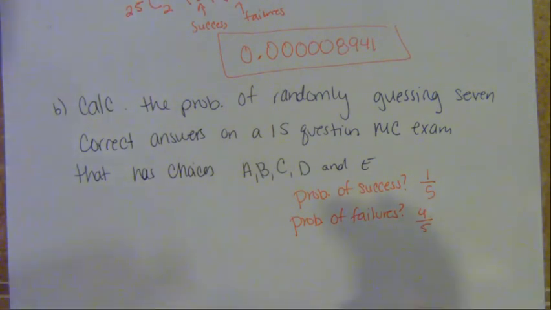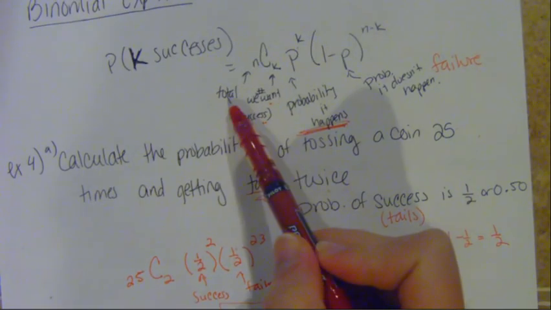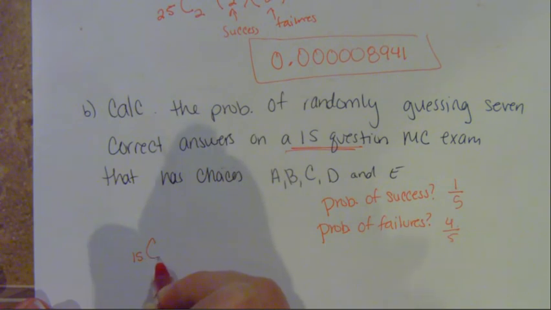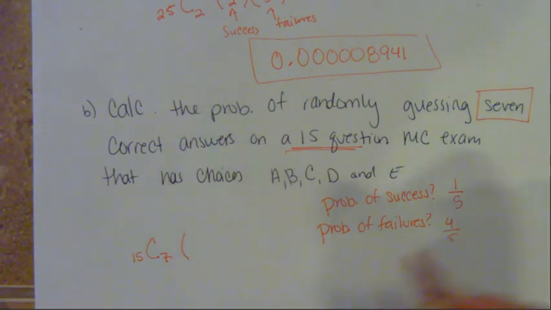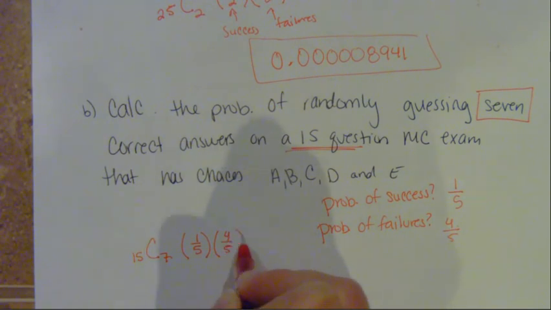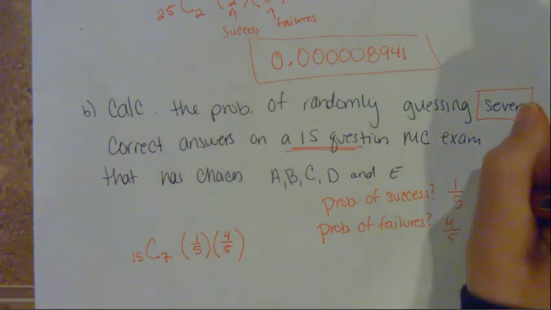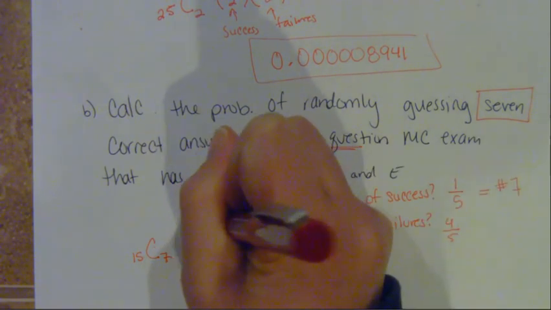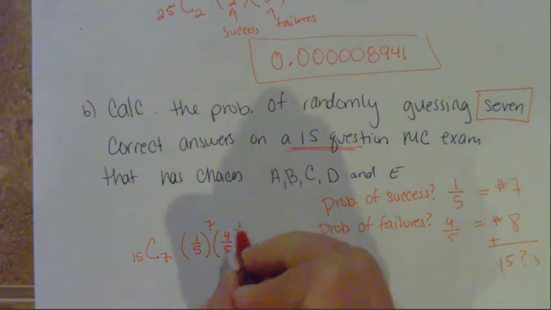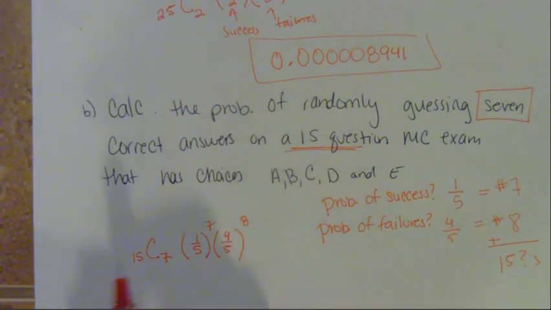So as we go back into the formula, right? The total, choose what you want. So the total questions, 15, and we want to get 7 correct. That's our successes. So now my probability of success is 1 out of 5. My probability of failure is 4 out of 5. So how many successes do we want? 7. We want 7 of them to be right. So if 7 of them are right, then that means 8 of them have to be wrong because there were 15 questions, right? Remember that those have to add up to be that 15.